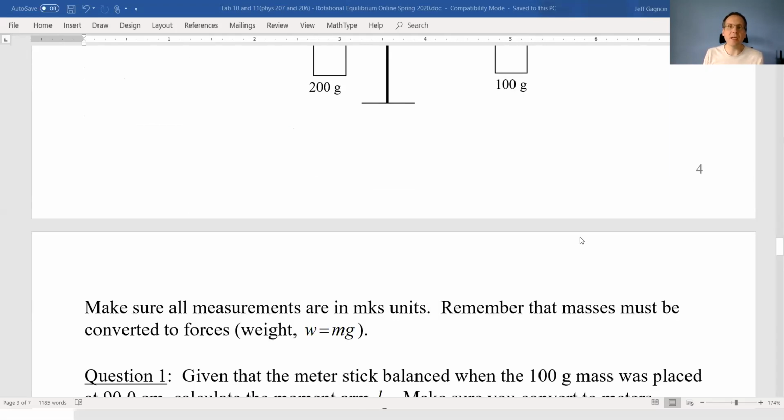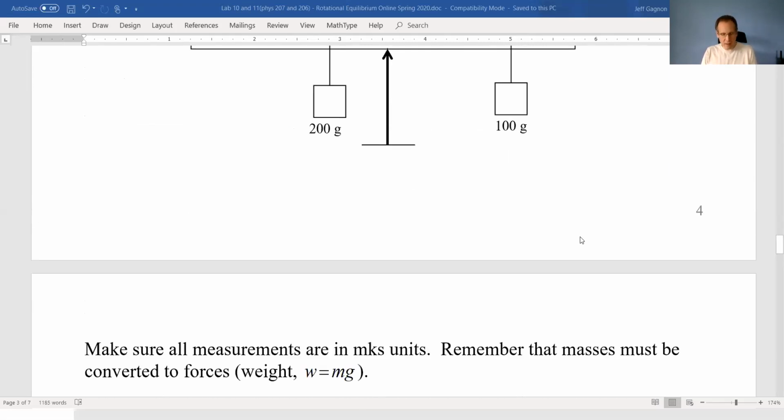All right, so let me go back to the iPad and show you how to set this up, because you'll have to do these torque calculations.